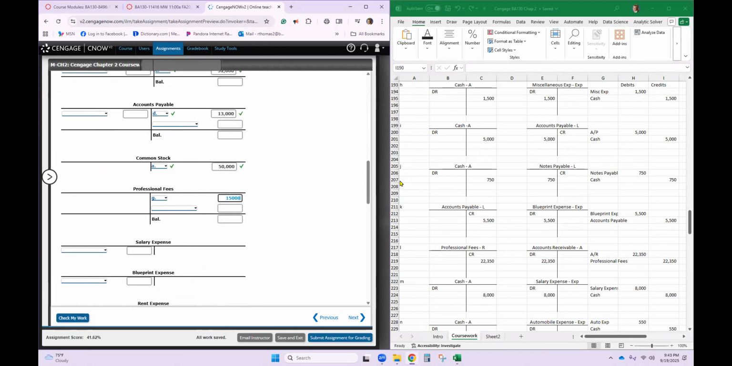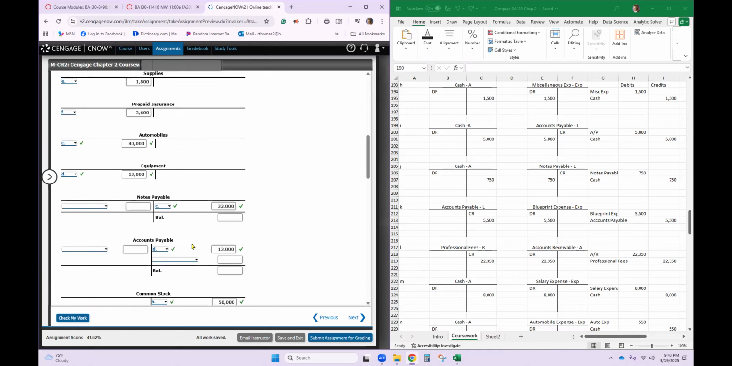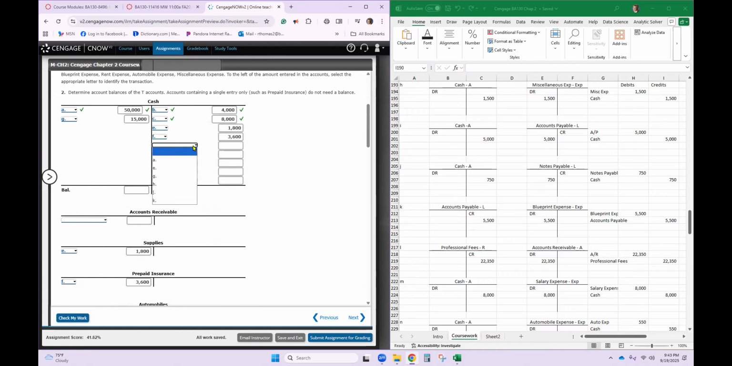H is paid cash for miscellaneous expenses. So we've got miscellaneous expense debit, and down goes cash. I got that here for the entry. So miscellaneous is at the bottom. So a debit of 1,500. Yep. And we paid cash. So this is H. Okay.